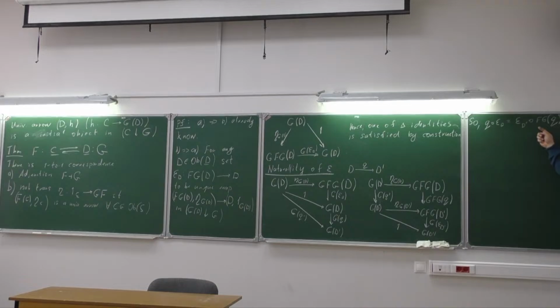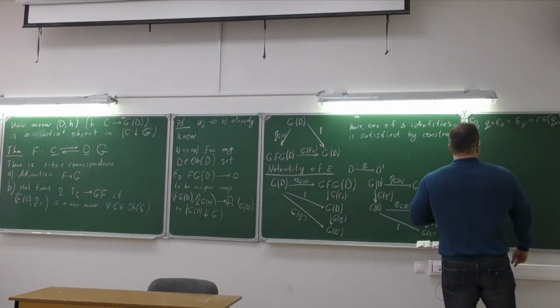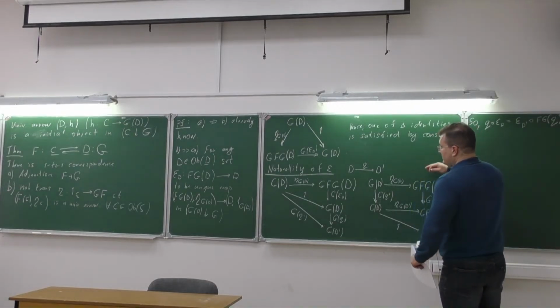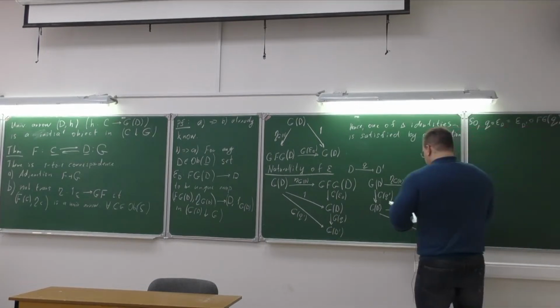Okay? Questions maybe? Okay, if there are no questions, I continue my computation. Actually, I'm pretty much done with this step, right? Because if I have this formula, this is precisely the statement that all these components epsilon d form a natural transformation, right? That's precisely the meaning of this formula. So that's a natural transformation.